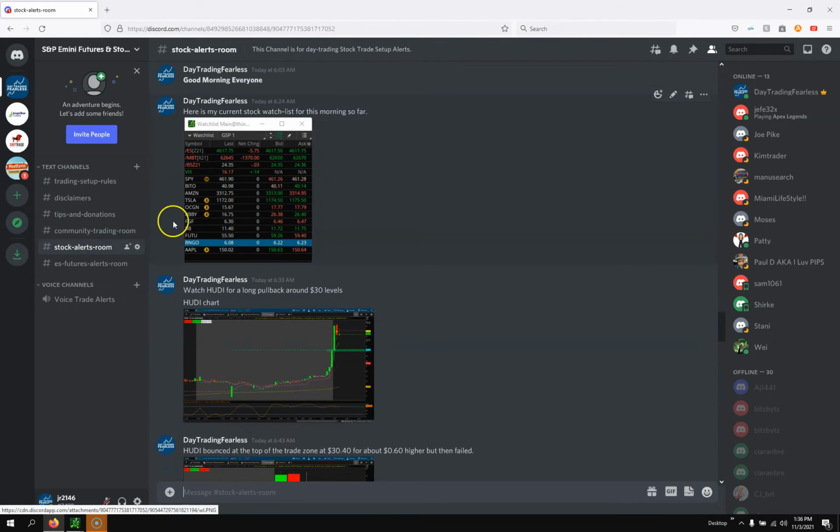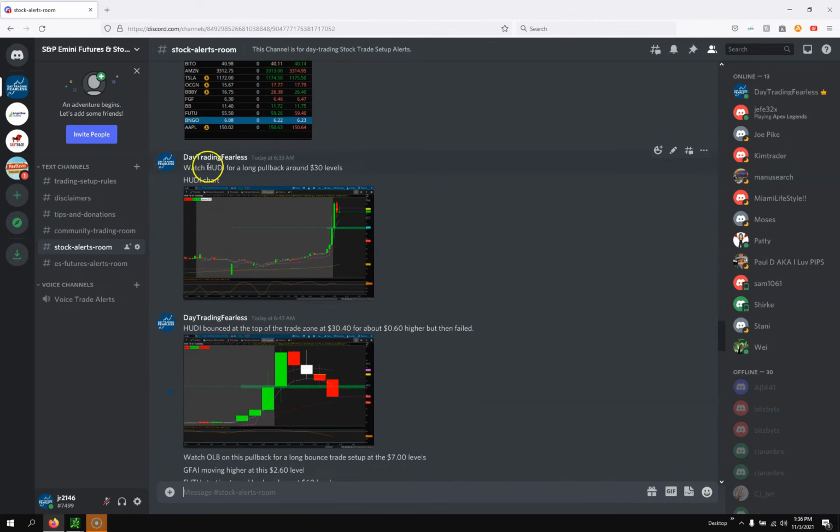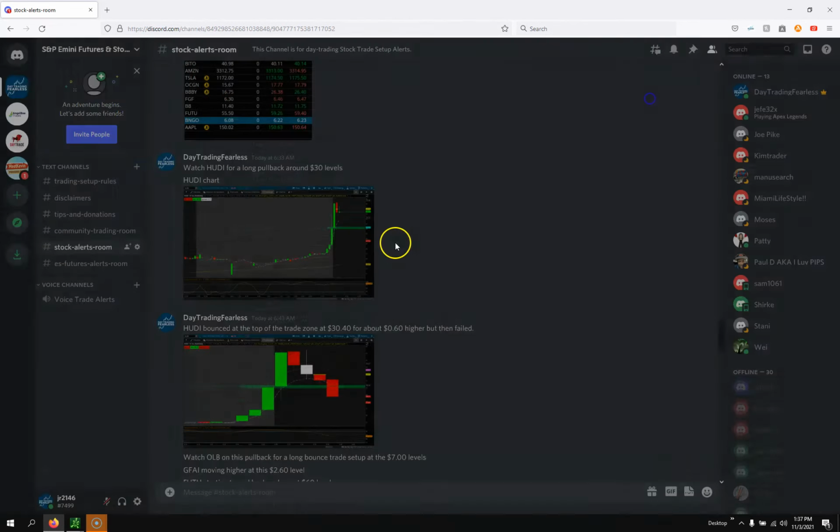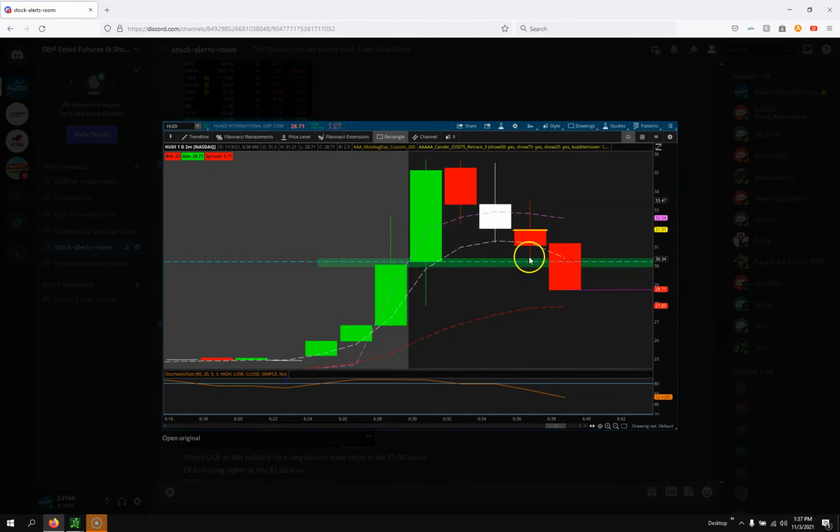Stocks. Here's my morning watch list to start the day off. Had a couple trades. HUDI. I said watch along for around the 30 level, somewhere into here for a quick bounce. This is kind of what happened. Went right down to the 30-34 level, and then reversed and bounced.